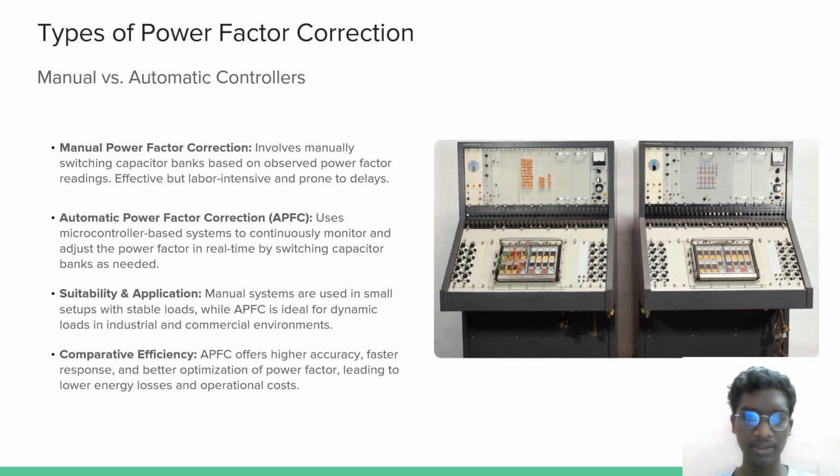Automatic power factor correction, APFC, uses a microcontroller based system to continuously monitor and adjust the power factor in real time by switching capacitor banks as needed. Suitability and applications. Manual systems are used in small setups with stable load, while APFC is ideal for dynamic loads in industrial and commercial environments. Comparative efficiency. APFC offers higher accuracy, faster response and better optimization of power factor, leading to lower energy losses and operational costs. These are the types of power factor correction.